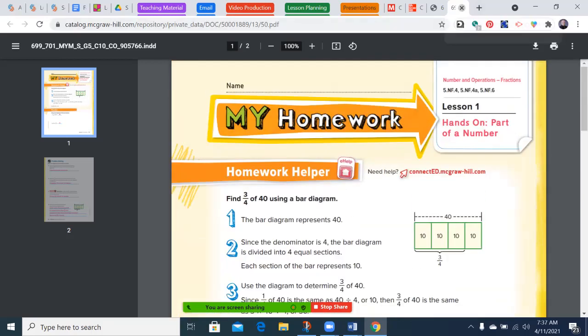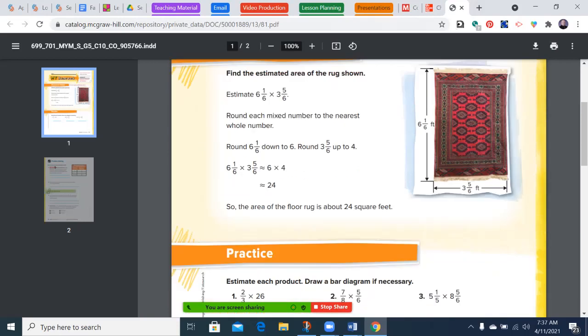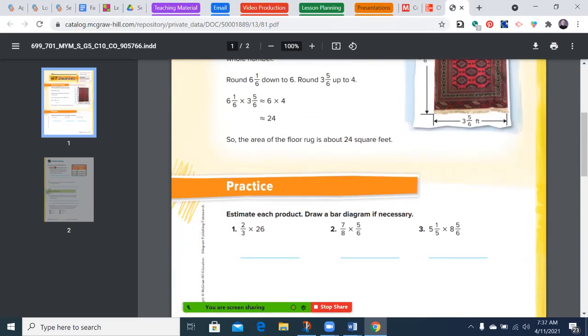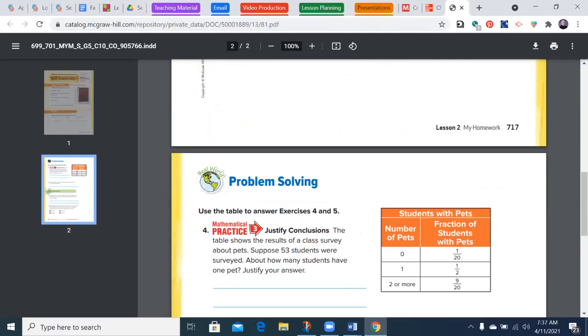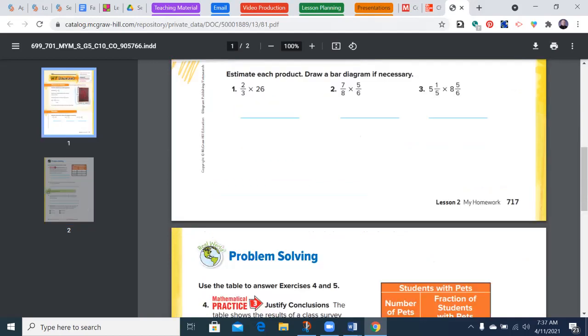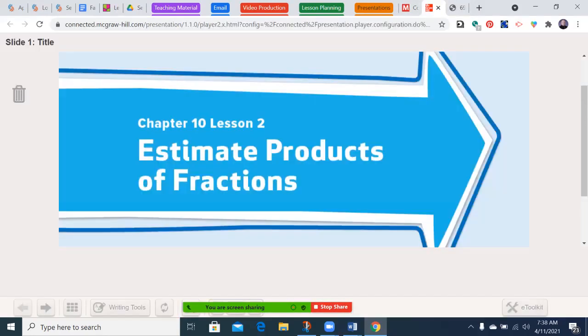All right, let's get into today's assignment. Let's see what the assignment's going to look like. We're going to find the estimated area of a rug shown. And essentially today, we're going to be doing some rounding. We're going to be doing some of the stuff that we did in our previous session as well. So let's go ahead and move into the lesson.